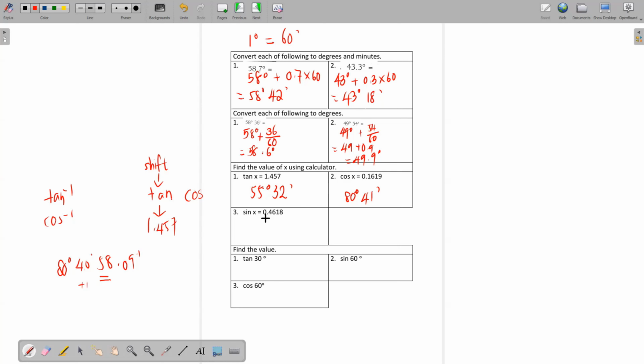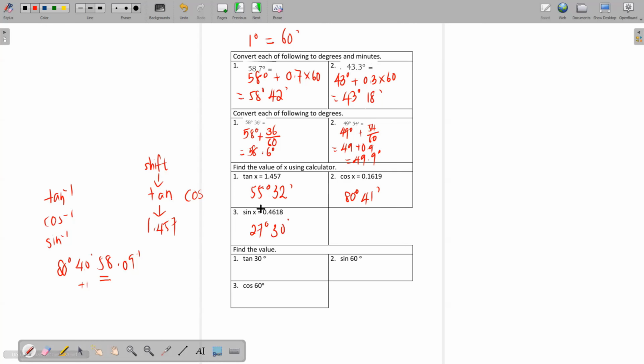Next, for sine x, we also repeat the same thing. We press shift, then we press sine, then you will see something like sine -1, then you key in the value 0.461. Then we get 27 degrees and 30 minutes.